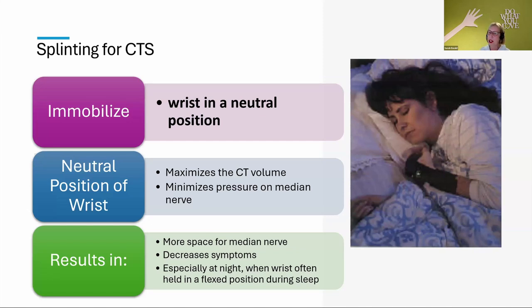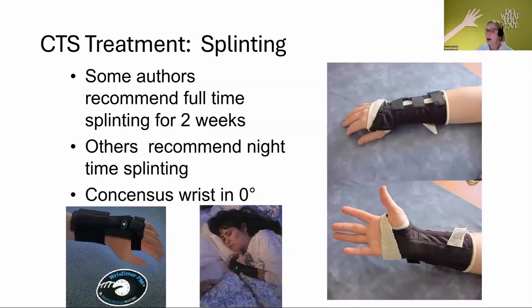And one of the reasons we're going to choose night splinting is that most of the time at night, people kind of curl up to sleep. That means they're holding their wrist in a flexed position, which we know increases the pressure on the median nerve. Okay. Some authors recommend splinting full time for 2 weeks and then going over to night splinting.